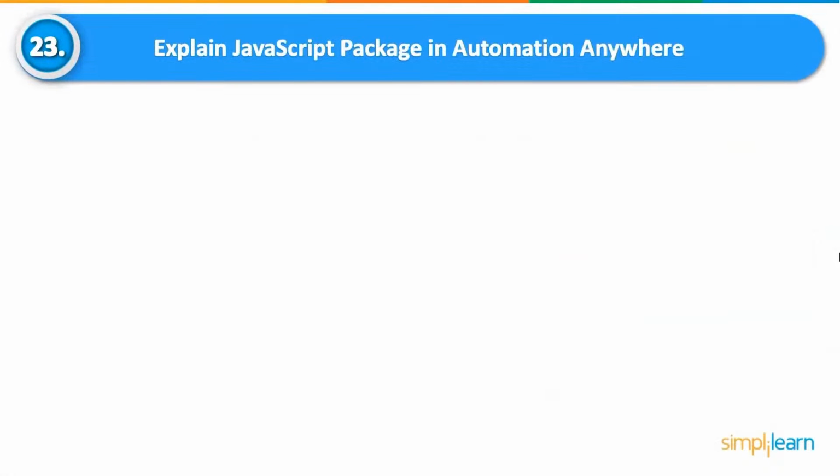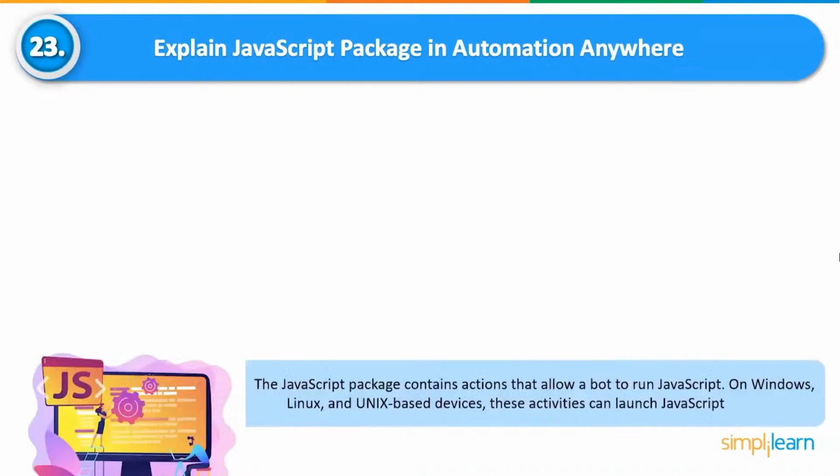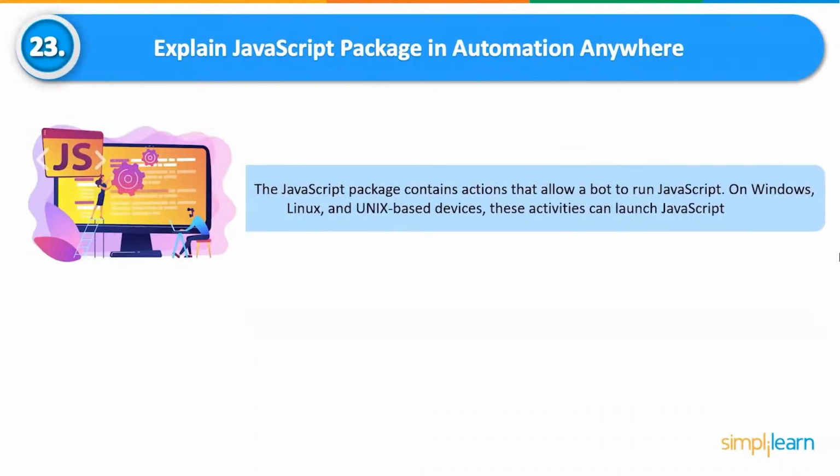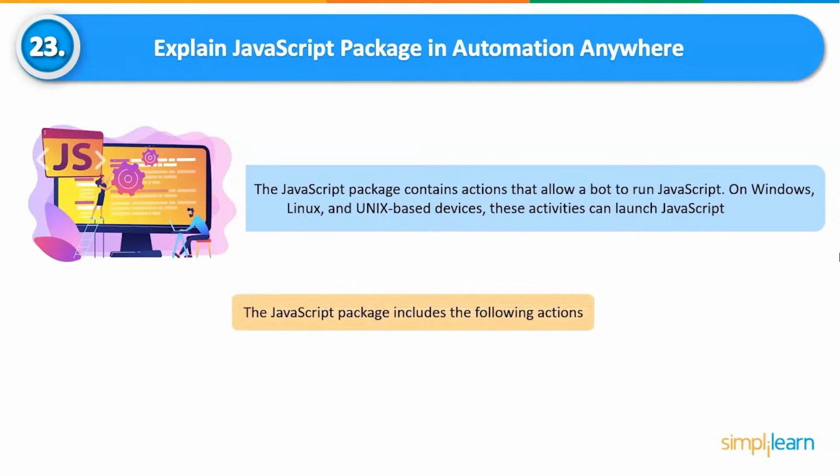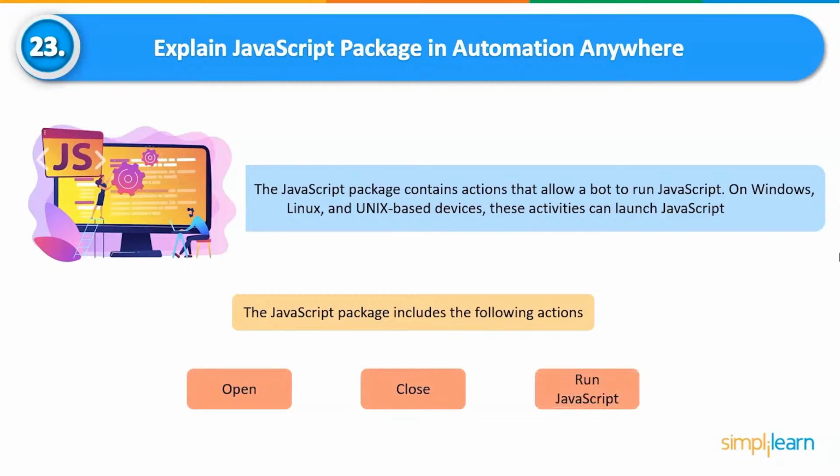Explain JavaScript package in Automation Anywhere. The JavaScript package contains actions that allow a bot to run JavaScript. On Windows, Linux, and Unix-based devices, these actions can launch JavaScript. The JavaScript package includes the following actions. Open: this action opens a JavaScript file in Automation Anywhere. Close: this action closes the session and specifies the same session name from the open action. Run JavaScript action runs a function within the JavaScript.